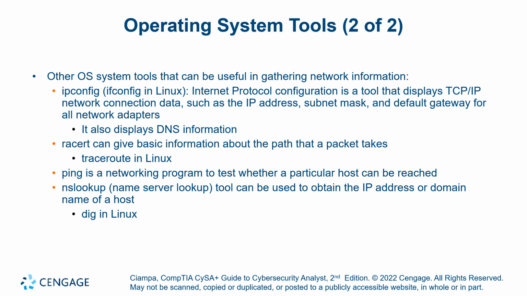Ping is a network program to test whether a particular host can be reached. So when you're on the command line, you'll see ping and then an IP address, and then you'll see either reply or unreachable, and that'll show that. NSlookup, this is name server lookup, a tool that can be used to obtain the IP address or domain of a host. It's called dig in Linux.